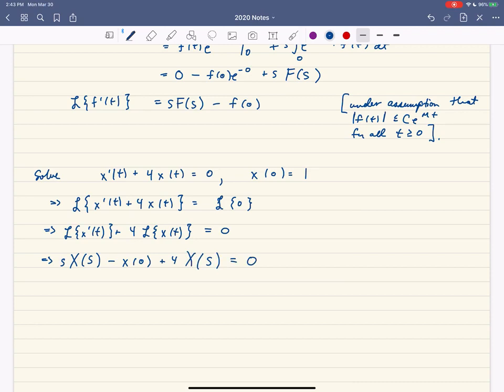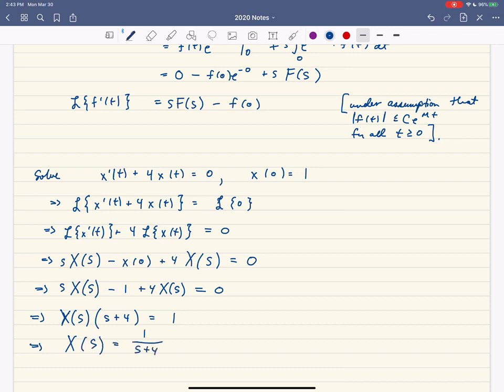And so what we're going to get is s times capital X of s minus 1 plus 4 times capital X. And now our job is to solve for capital X. So I'm going to get the 1 on the other side and factor out the capital X on the left. So we have capital X of s times the quantity s plus 4 equal to 1. And that means that capital X is equal to 1 over s plus 4.